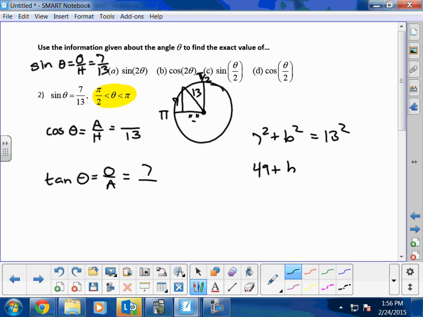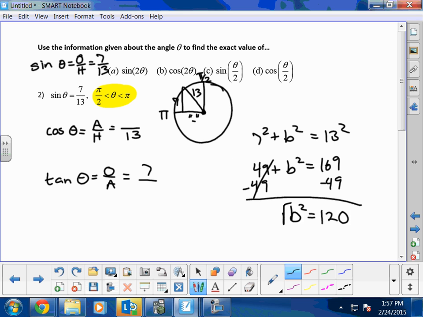49 plus b squared is equal to 169. We subtract 49 on both sides, and we find that b squared is equal to 120. So we're going to take the square root of 120.